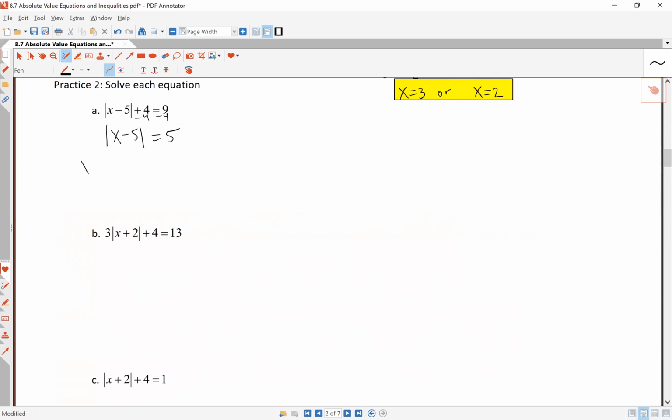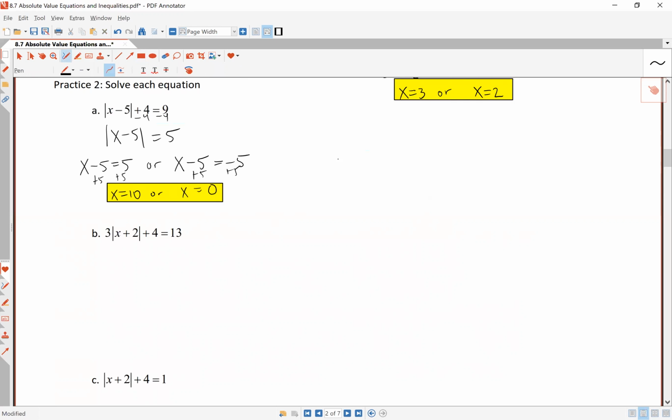Now we apply the process. Drop the absolute value bars, keep it the same. Drop the absolute value bars and take the opposite. Now we have 2 separate linear equations to solve by adding 5 to both sides, and we get x is equal to 10 or x is equal to 0. 10 or 0.